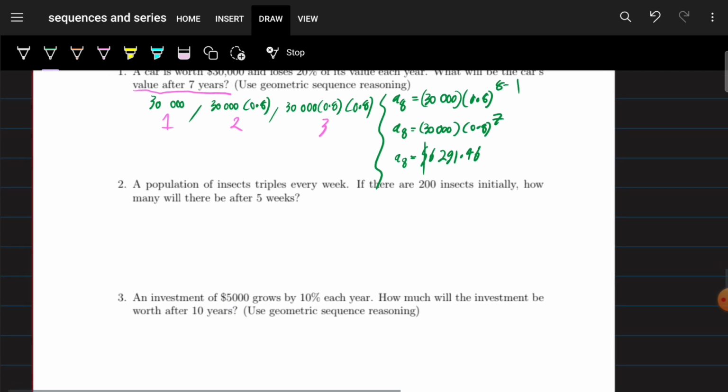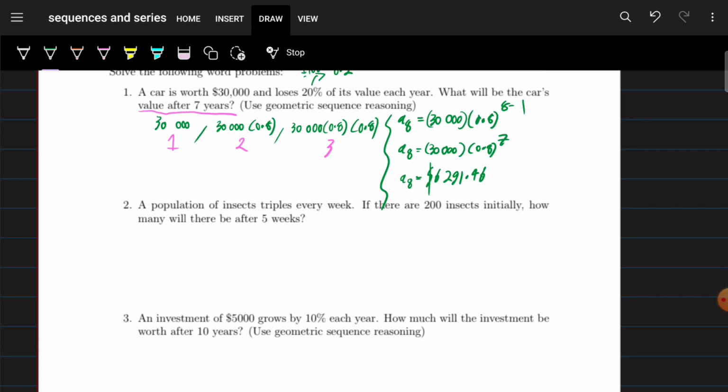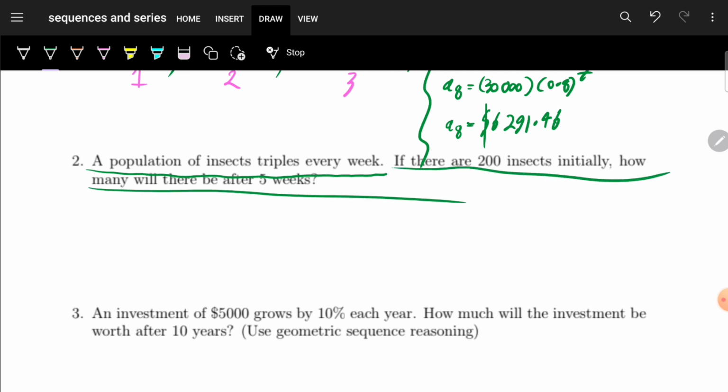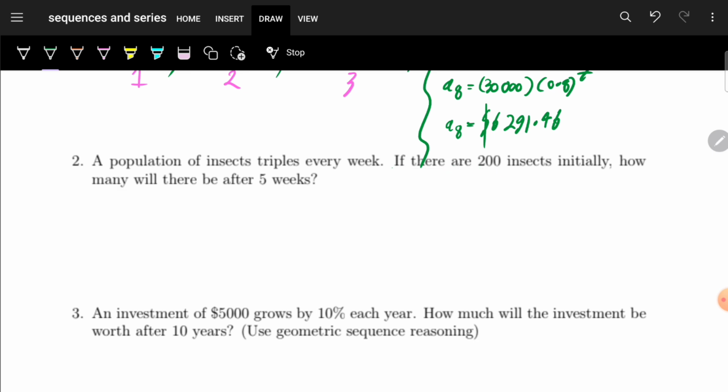All right, hopefully that made sense. If not, you can always leave your questions in the comment section or rewatch how we did that. Okay, let's have a look at the second one. It says a population of insects triples every week. If there are 200 insects initially, how many will there be after 5 weeks?